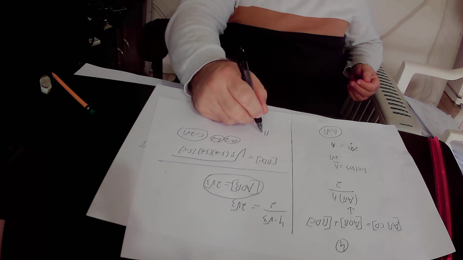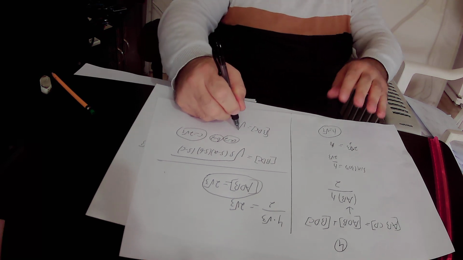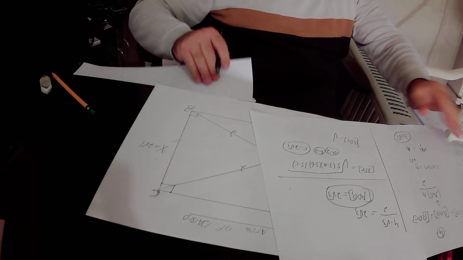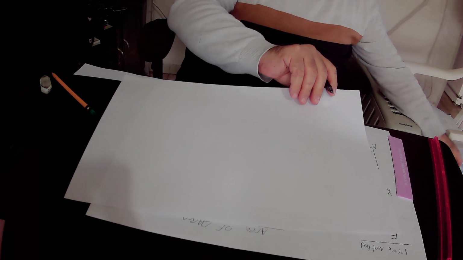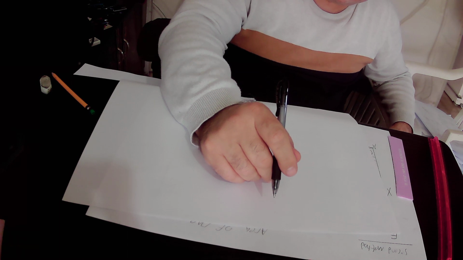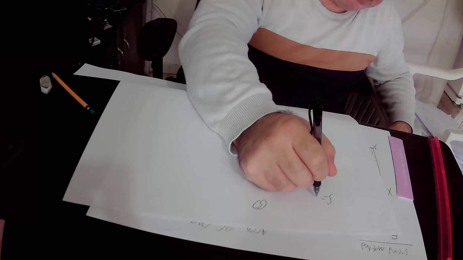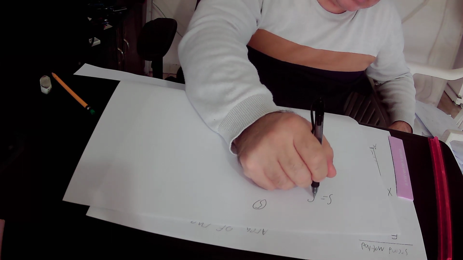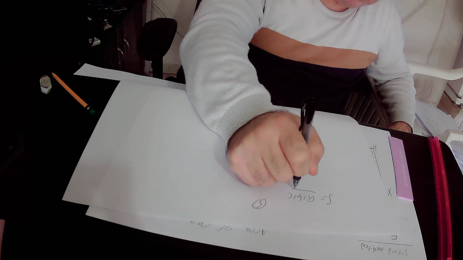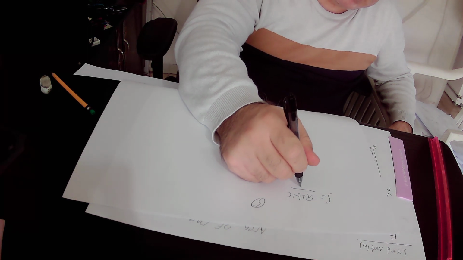So the area of triangle BDC will be equal to the square root of, and what is the value of S? The value of S is the semi-perimeter of triangle BDC. The perimeter of triangle BDC is A plus B plus C, and we have to divide it by 2 in order to find out the semi-perimeter.